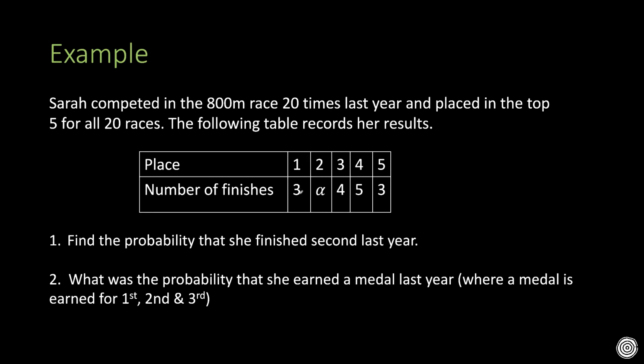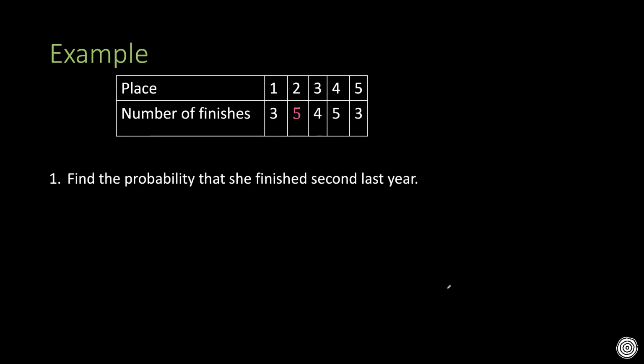Okay, and she's come first 3 times, second, we don't know how many times, third, 4 times, fourth, 5 times, and fifth, 3 times. So for question 1, I want to determine the probability that she finished second last year. And for question 2, what was the probability that she earned the medal last year? Okay, let's start with question 1. I want to find the probability that she finished second last year.